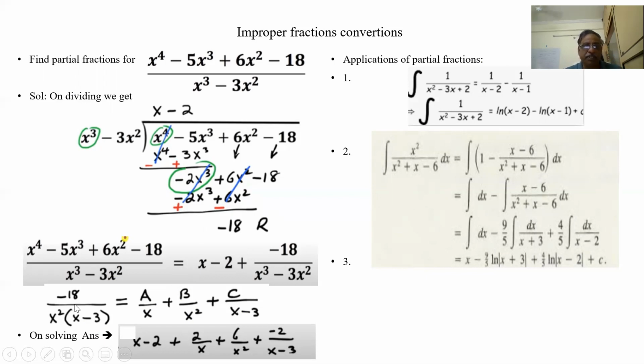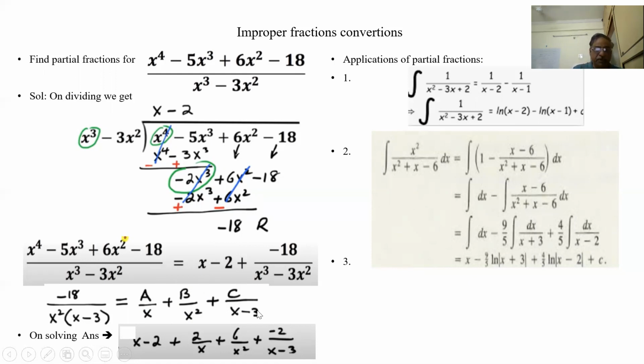Otherwise, what is the second method I can have? This I have converted: minus 18 by x cubed minus 3x square. So how am I writing this? Minus x cubed, x square into x minus 3. I am writing it as irreducible fractions. So I can put a by x plus b by x square plus c by x minus 3. So total is converting into x minus 2 plus 2 by x plus 6 by x square minus 2 by x minus 3. This can be solved. ABC can be solved here.